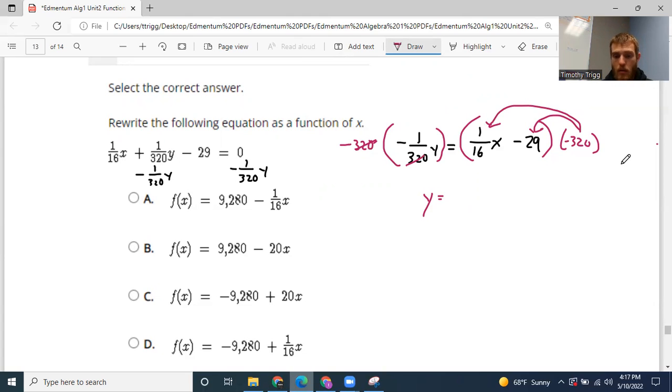320 divided by 16 gives us negative 20x. Negative times positive is negative, and I just divided 320 by 16. And then negative times negative makes positive here. So 29 times 320 is 9,280. And just replace y with f of x. So that's this one.